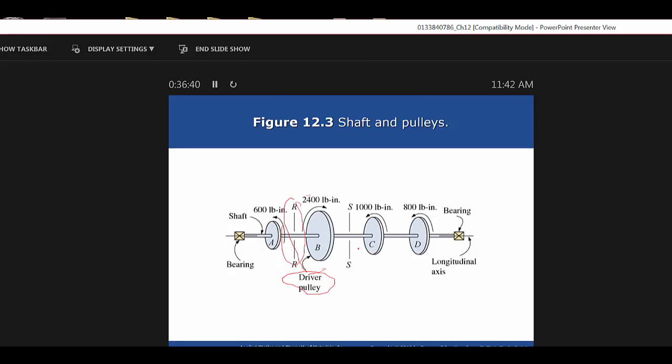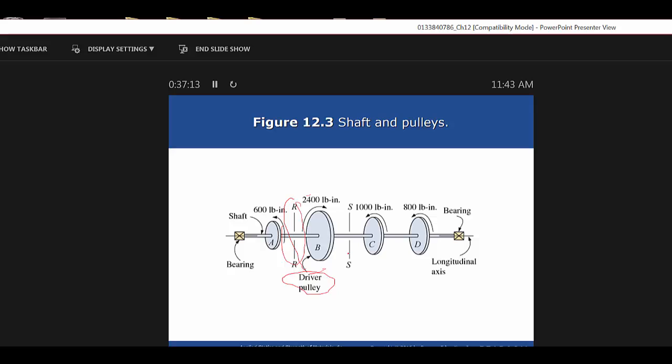So you could say, when we get done, well, actually I think we are done, the last paragraph of that example says a similar approach results in an internal resisting torque of 800 pounds-inches between pulleys C and D, and zero torque between pulley D and the frictionless end of the bearing.